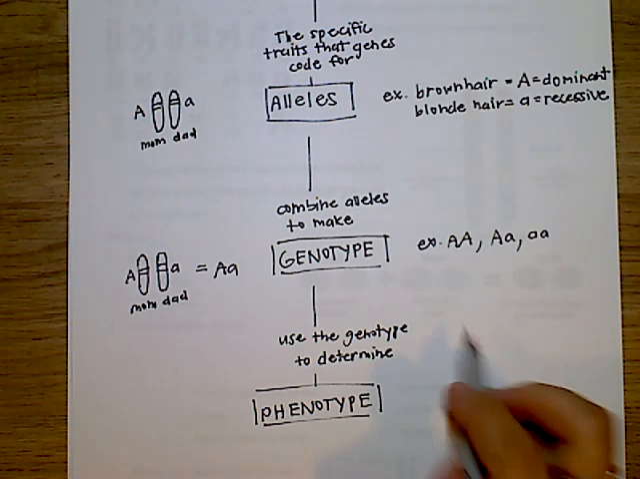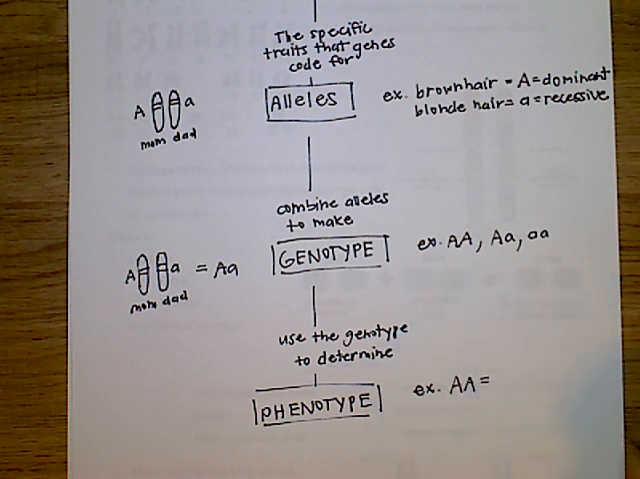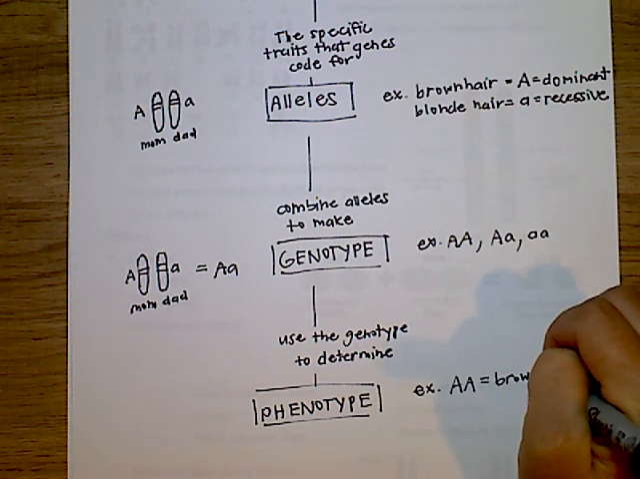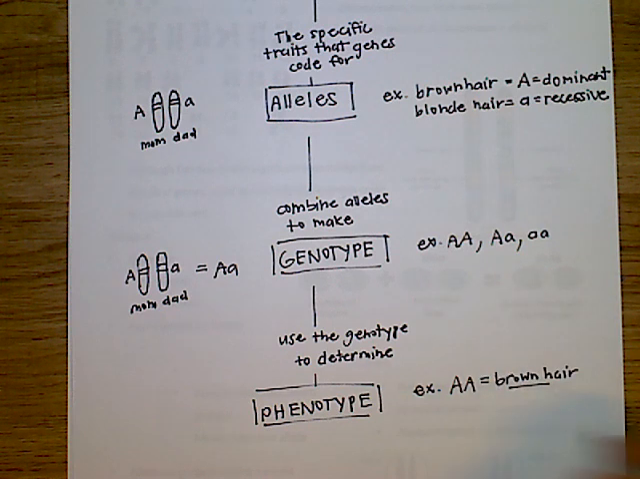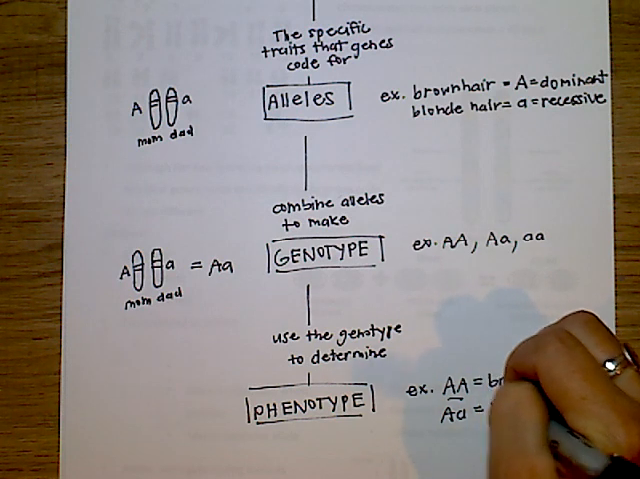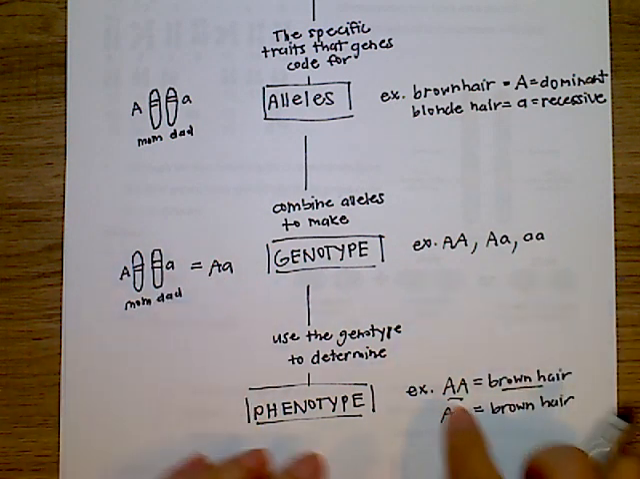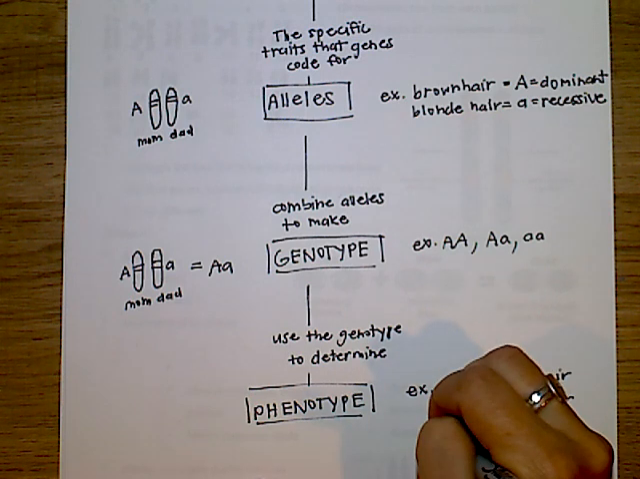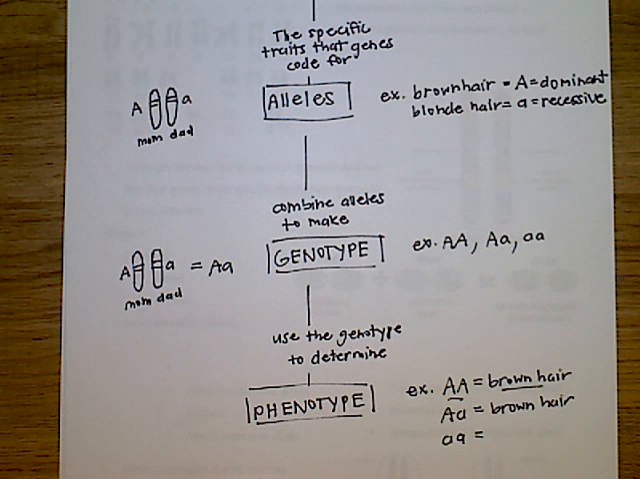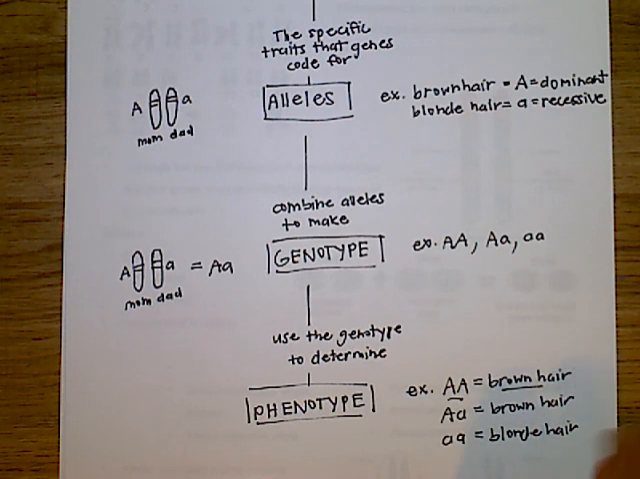So some examples of phenotypes with these possible genotypes would be big A, and that would give us brown hair. So the phenotype is the brown hair, and this is the genotype. If we have the genotype of big A, little a, one of each, we're still going to get brown hair because that brown allele is dominant, and so it will overpower the recessive blonde hair allele. And we could get also little a, little a for the genotype, and the phenotype for that would be blonde hair. You have to have two of the recessive alleles for the recessive phenotype to show.